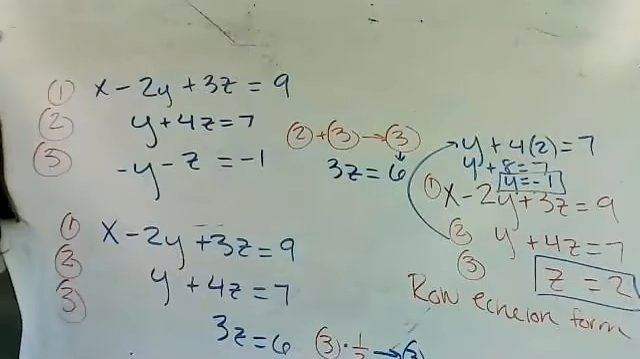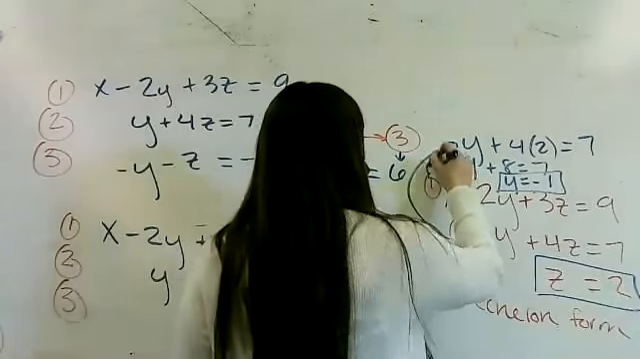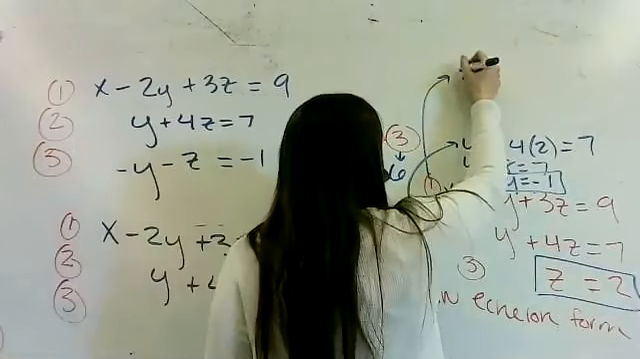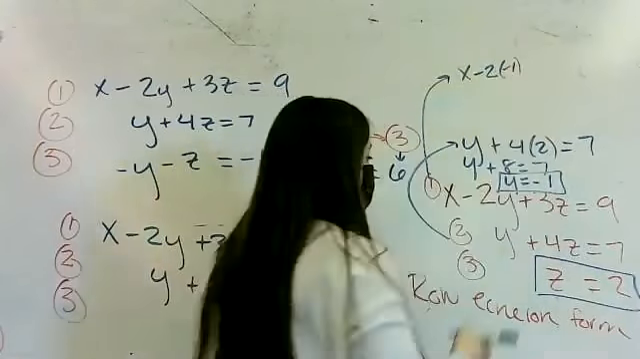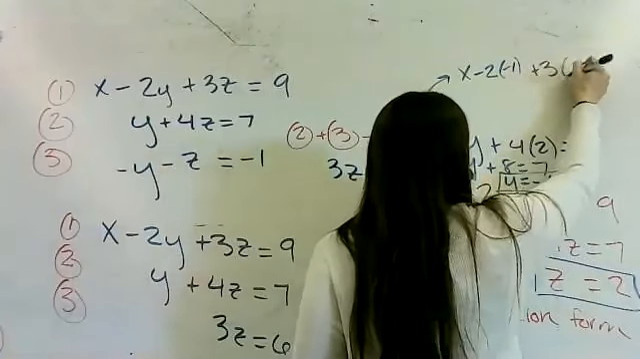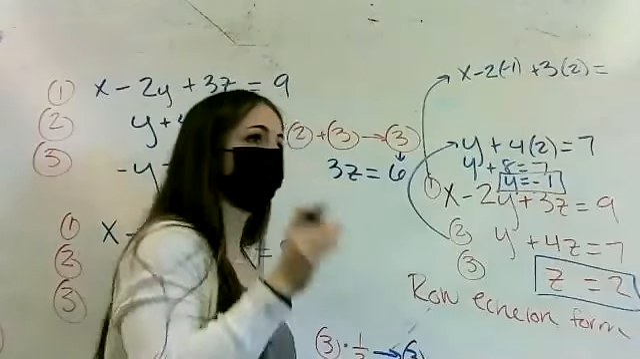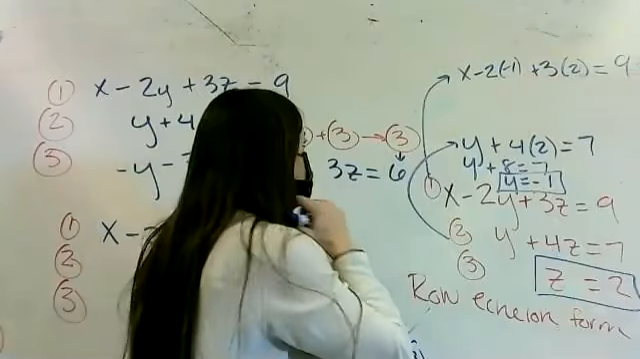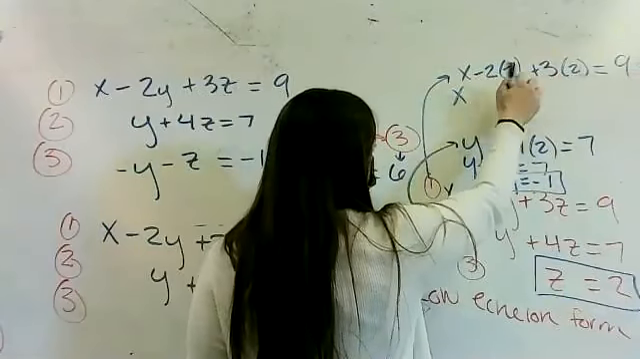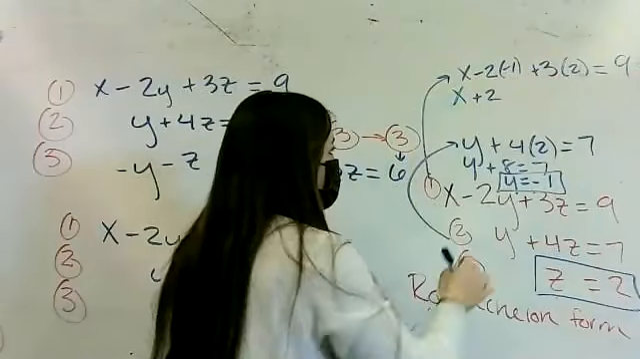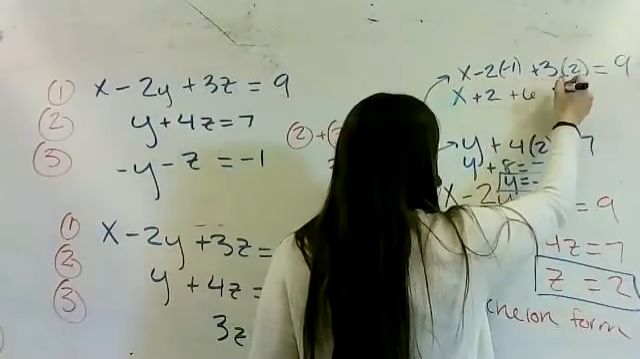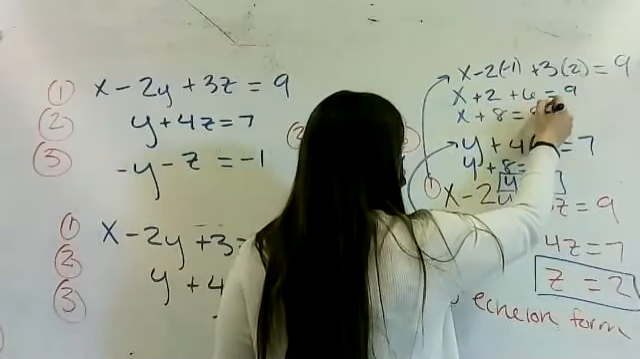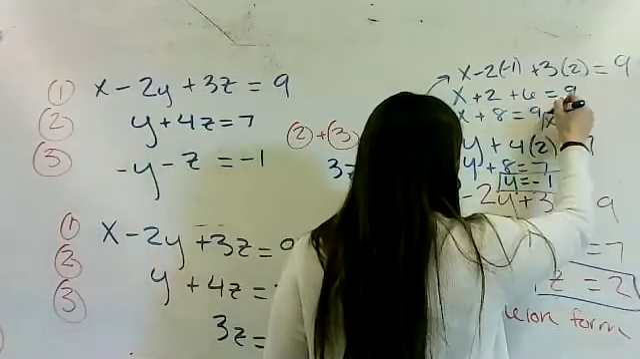So I have my z, I have my y. Take equation 1 to go and find your x. So x minus 2 times -1 plus 3 times 2, I'm putting that in for my z, equals 9. Solve this down. -2 times -1 is a +2. 3 times 2 is 6, equals 9. x plus 8 equals 9, or x equals 1.